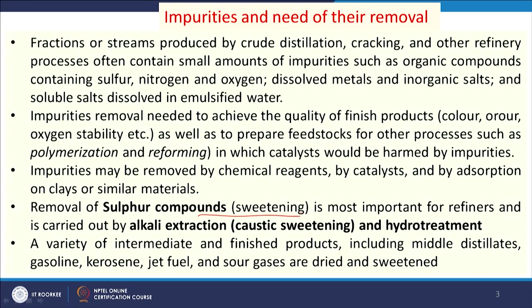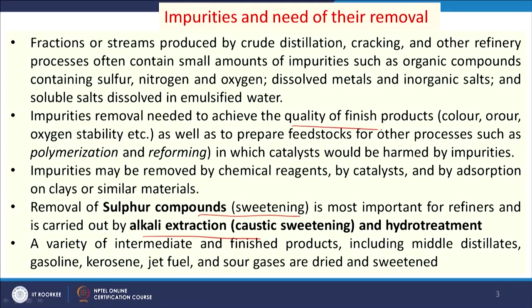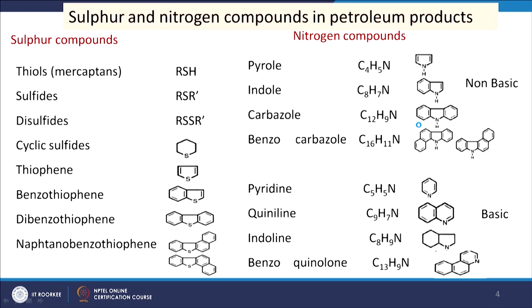This sulphur removal process is called the sweetening process, the sweetening of the liquid fuel, and it is most important for refiners to improve the quality of the liquid products. This is done by alkali extraction and hydrotreatment. The impurities removal is very important because it helps to improve the quality of the product. Now, we will see in which form sulphur is present in crude oil.